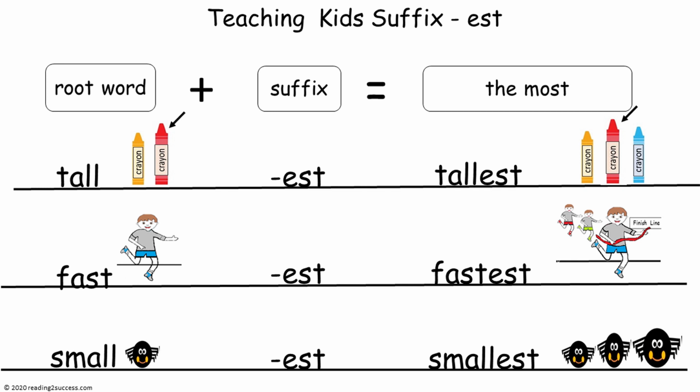fastest. There are three boys running. Which one is the fastest? The one that came to the final or the finish line. Then we have the root word small, and the suffix is est. And which spider is the smallest? It is the first spider. That spider is the smallest spider.